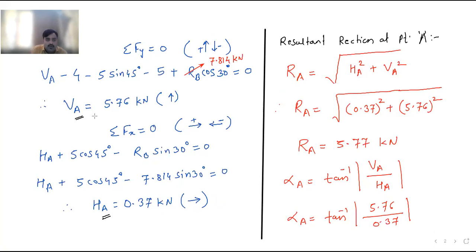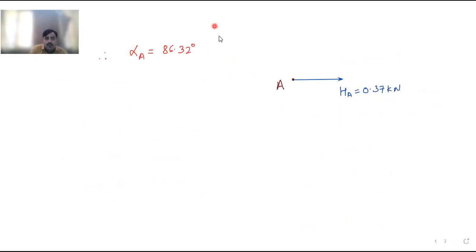Okay. Then VA. If you see the VA here, this VA is the vertical reaction at point A and it is 5.76, and it is moving upward from A point only. Here HA is from A point, VA is also from A point. So now if I show here, VA will be like this, and the value of VA is 5.76 kilonewton. Okay. Now again the same thing.